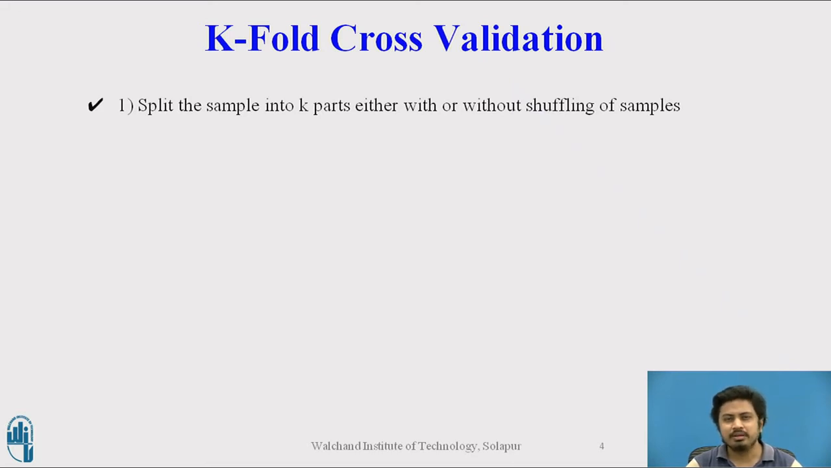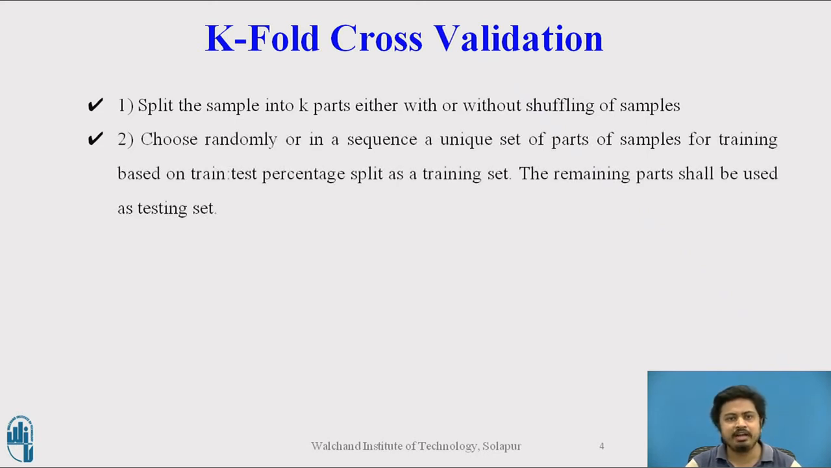Now, during the split, it could be with shuffling or without shuffling. When I say the parts are obtained by shuffling, it means that the data set is first shuffled and then the K parts are obtained. If I say no shuffling is used, then the K parts from the data sample are obtained without any shuffling. After splitting, we randomly or in sequence choose a unique set of parts of samples for training, based on the training and test split percentage, and the parts which we do not choose obviously become part of the testing set.